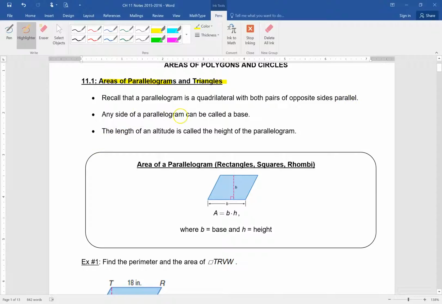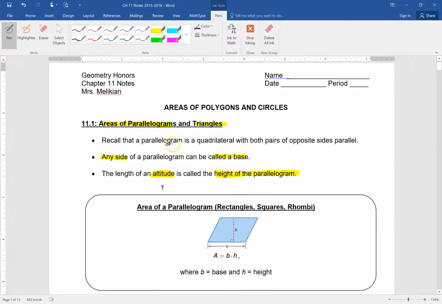In the case of a parallelogram, any of the sides can be called a base. Now, the length of the altitude is called the height of the parallelogram. So you have your base and your height. Any of the sides are the base, and the altitude is called the height. What you have to absolutely remember is that the altitude must always be perpendicular to the base.